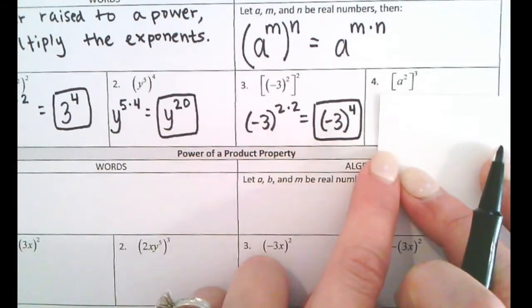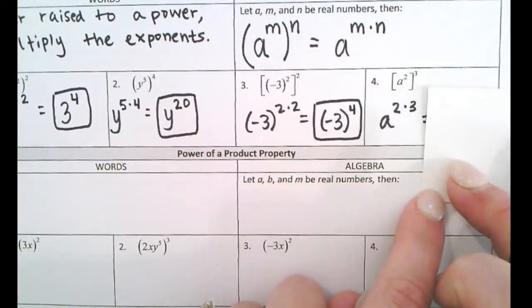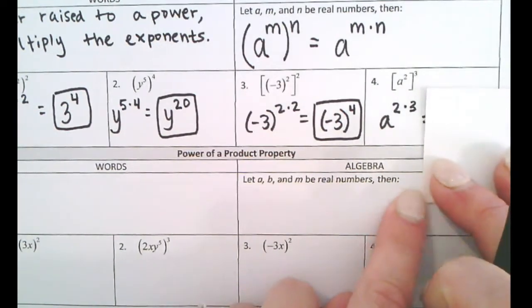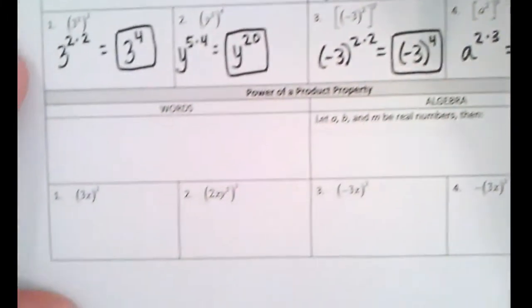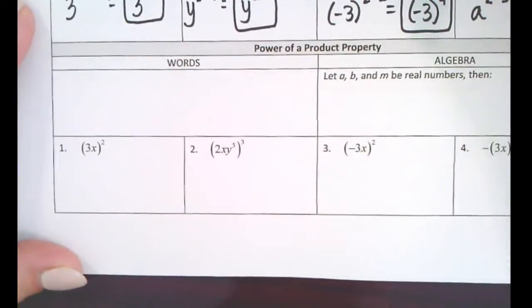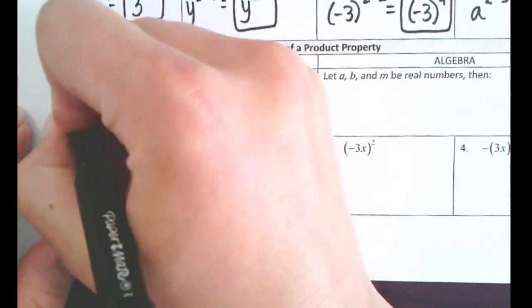The last problem, I had a raised to the 2 raised to the 3rd power. So this became a raised to the 2 times 3, or finally a raised to the 6th power. All right, our last multiplication property is power of a product.